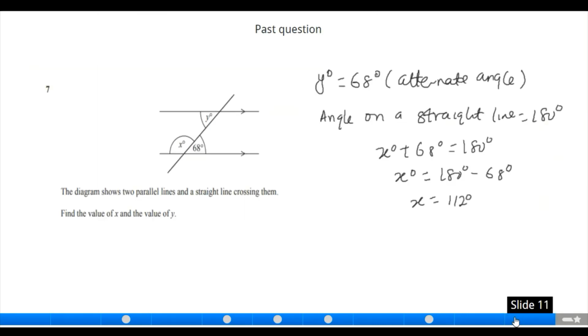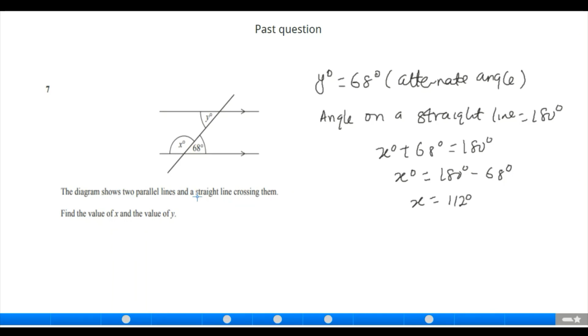Now, let's look at the first question we have here. Look at that. We have two lines that are crossed by another line, which is a transversal line. And to give another illustration, we have degrees here. We have y degree, x degree, and 68 degree. Now, the diagram shows two parallel lines and a straight line that is crossing them, which is a transversal line, right? Now, we have to find the value of x and the value of y.